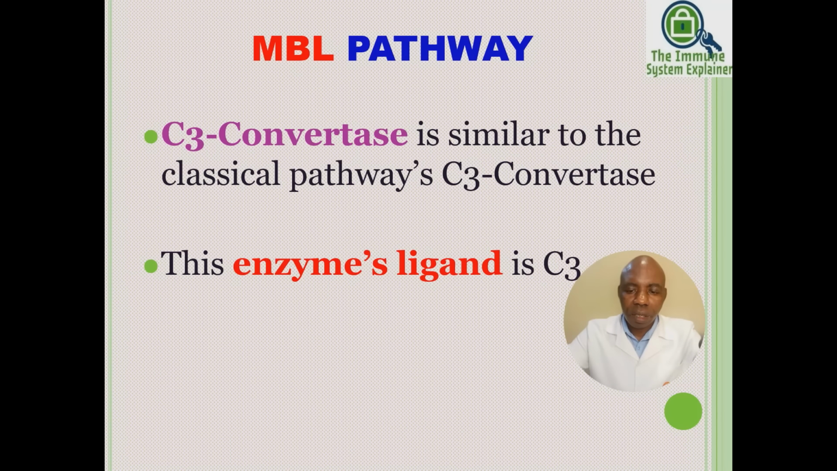So the C3 convertase is similar to the classical pathway's C3 convertase, and we've already seen that. Both of them are C4b2a, and this is the enzyme that acts on the ligand C3.